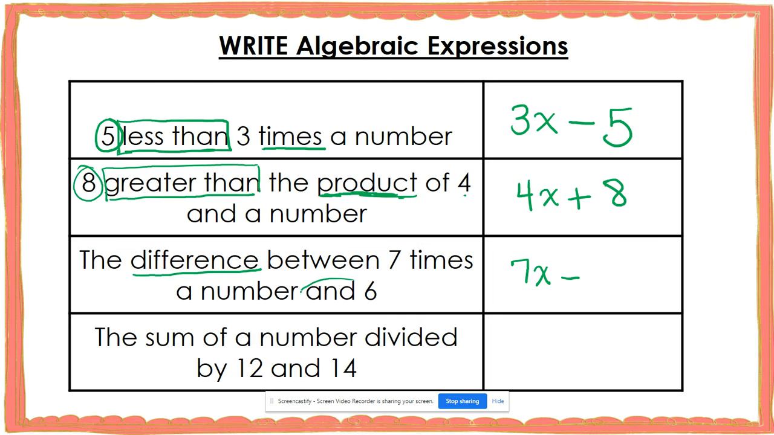And then we see the word and. That splits up our subtraction sign and it tells us what's being subtracted. So 6 is being subtracted from 7 times a number.